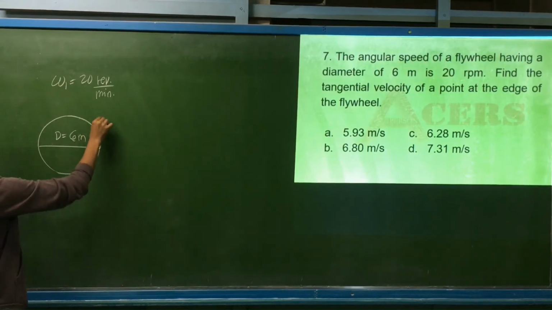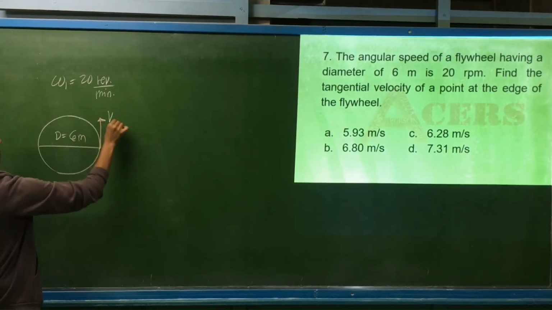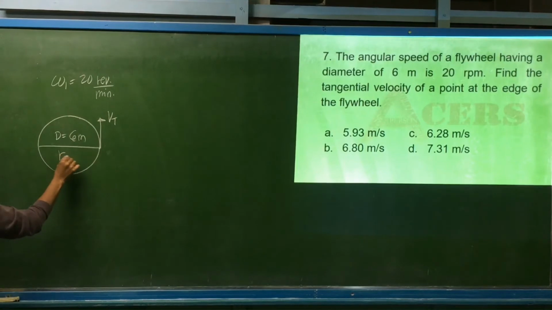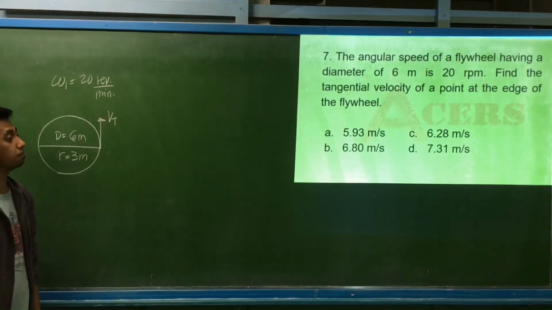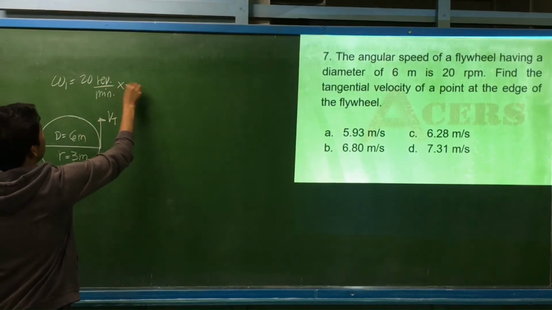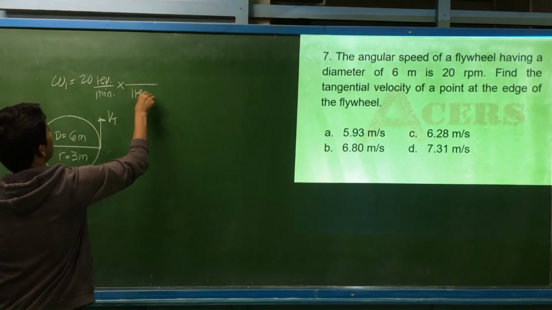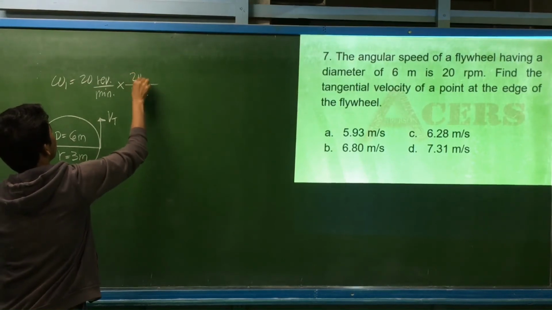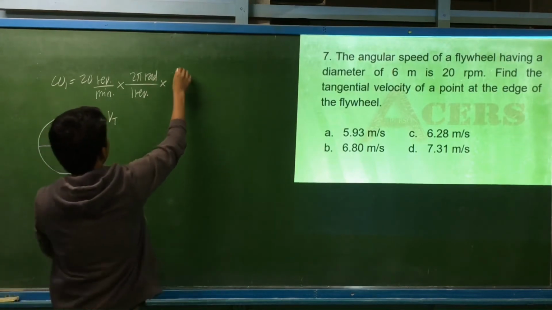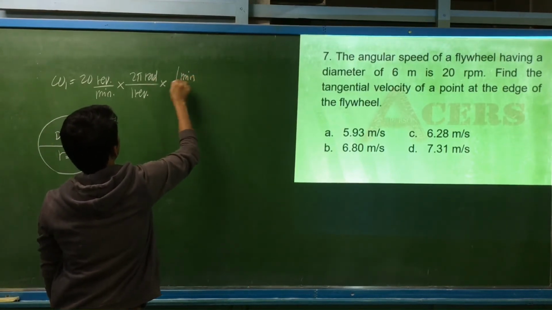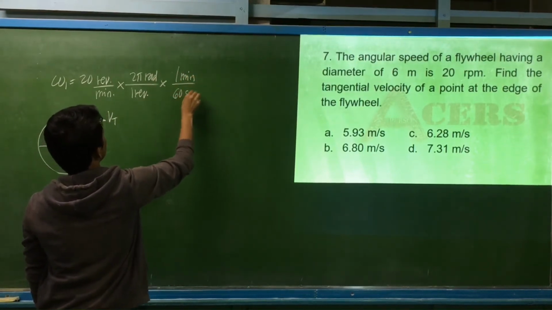We are looking for the tangential velocity. Let's say this is the base of t. So obviously our radius is equal to 3 meters. All we have to do is express 20 RPM in radians per second. This is multiplied by 1 revolution is to 2 pi radians, and then multiplied by 1 minute is to 60 seconds.